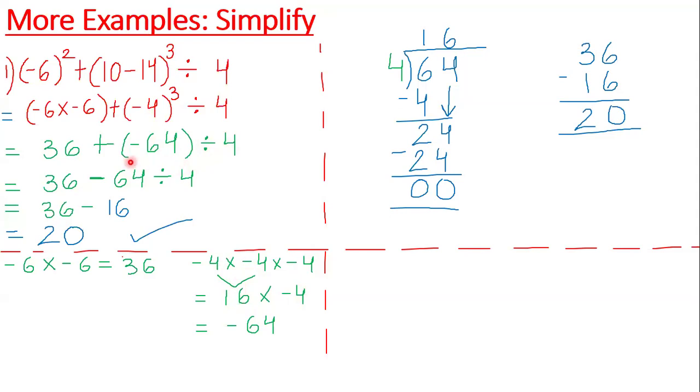But what we're going to do first is positive times a negative gives us a negative. And so we say 36 minus 64 divided by 4. But first we must divide negative 64 by 4, and that gives us negative 16. And 36 minus 16 is definitely going to be 20. And that's how we do questions like this.